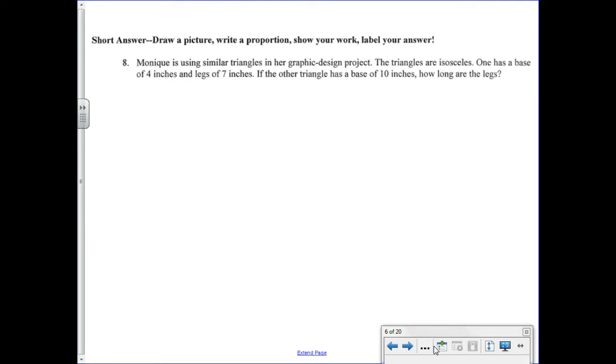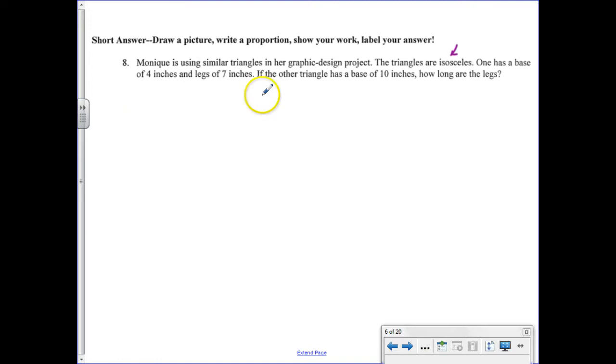Number 8. Now you don't have multiple choice. Now it's really imperative that you draw your picture, show your work. Make sure that you are giving me all the information you need. Monique is using similar triangles in her graphic design project. The triangles are isosceles. Oh, do you remember what isosceles means? Two sides the same. One has a base of 4 inches and legs of 7. If the other triangle has a base of 10 inches, how long are the legs?